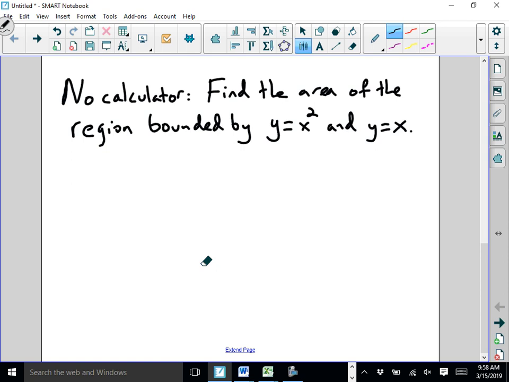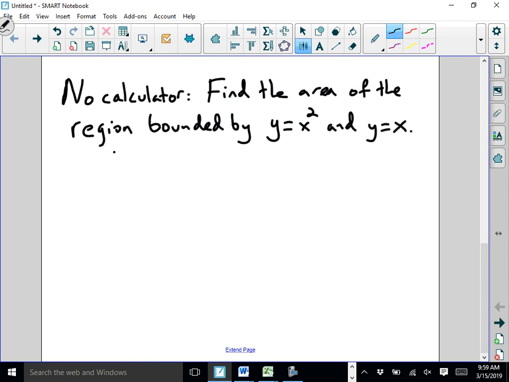The problem is, I need to get an idea of what is going on. So, without a calculator, what I like to do first, which can be a tough skill for a lot of people, is get a rough sketch of what these two graphs look like. Thankfully, they're pretty easy to graph. This can be more challenging when we have trig functions or more difficult quadratics than simply x squared. So let's take a look at a graph.